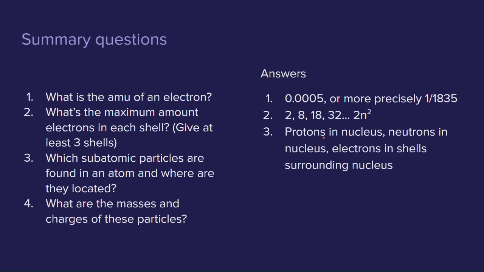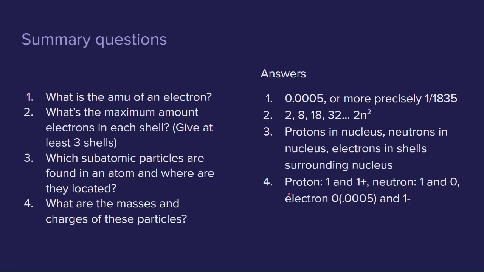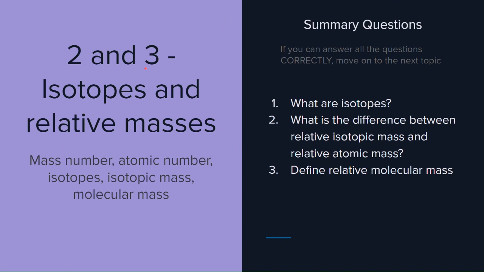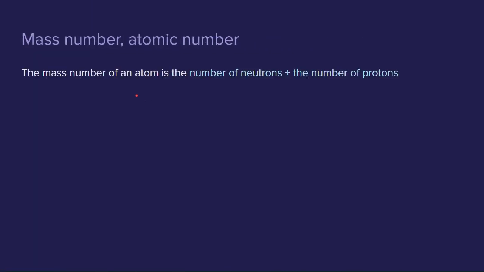So there's protons in the nucleus, neutrons in the nucleus, and electrons in the shells that surround the nucleus. And 4, what are the masses and charges of these particles? The mass of a proton is 1 relative mass, and the charge is 1 plus. Mass of a neutron is 1, and the charge is 0, and the electron is 0.0005, and the charge is 1 minus. So now on to topic 2 and 3, isotopes and relative masses. So first we've got mass number and atomic number. The mass number is number of neutrons plus number of protons.